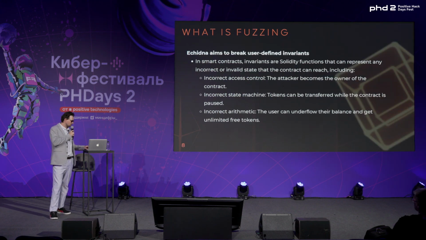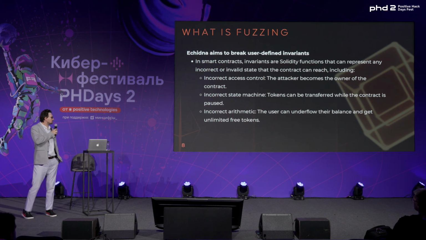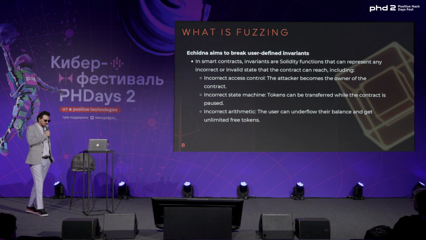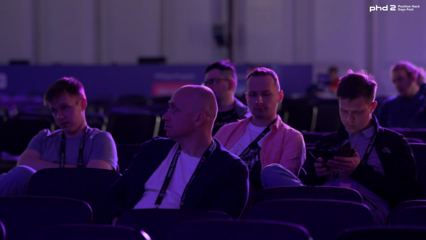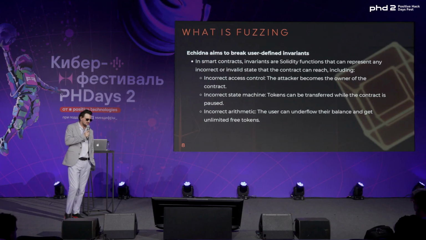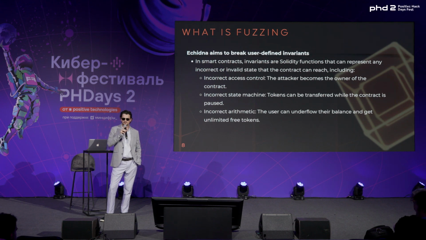The main fuzzer that we use here, which is the most established one on the market, works as follows. We identify invariants. It's called Echidna. In smart contracts, invariants are Solidity functions that can represent any incorrect and invalid state that the contract can reach. Echidna tries to find parameters and arguments that violate that.